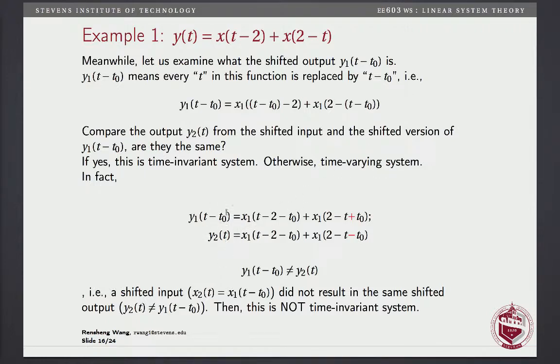But actually, when you compare, the problem is coming from the second term. You see, you have plus t naught, but here you have minus t naught. Because the output y2 is not a shifted version of y1, the shifted input doesn't result in the same amount of shifting in the output. So this is not time invariant. We call it time varying.